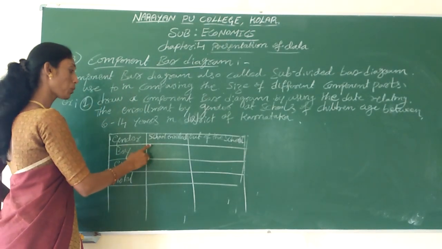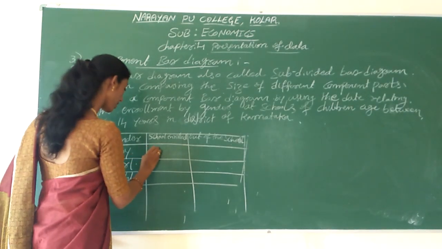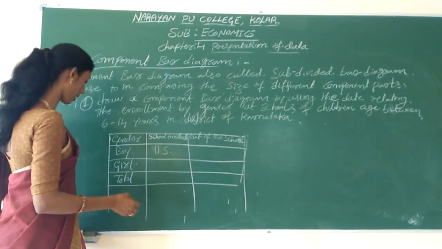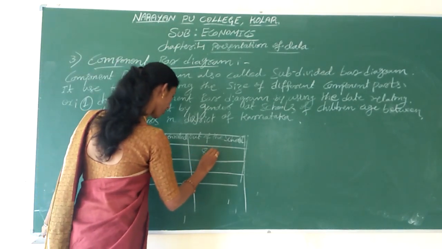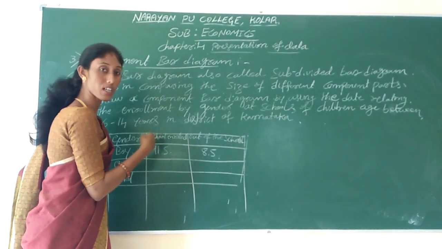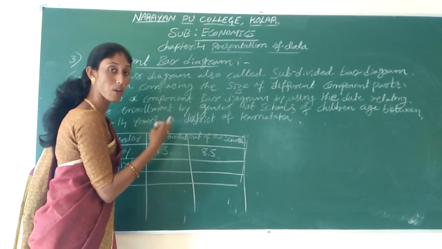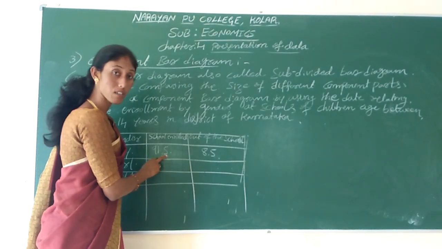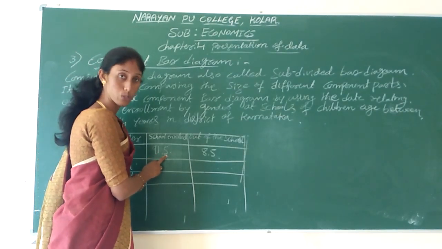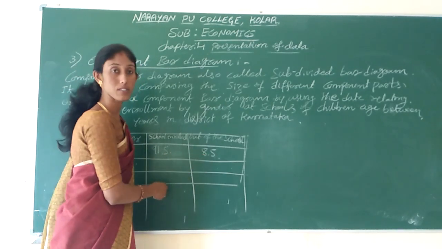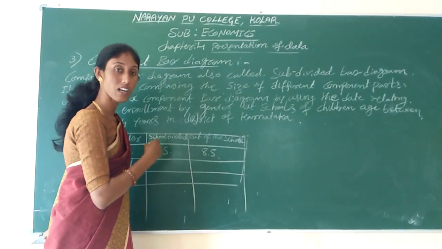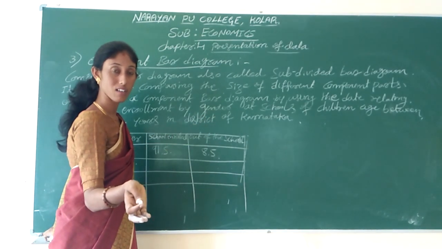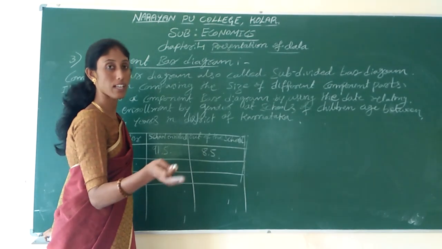Here the boys' school enrollment in a particular district is 91.5, and out of school is 8.5. It means when we convert the total population to 100%, 91.5% of the boys are enrolled in a school and the remaining 8.5% are out of school. It means they are not admitted to school. They are involved in some other activities like child labor or agricultural activities.